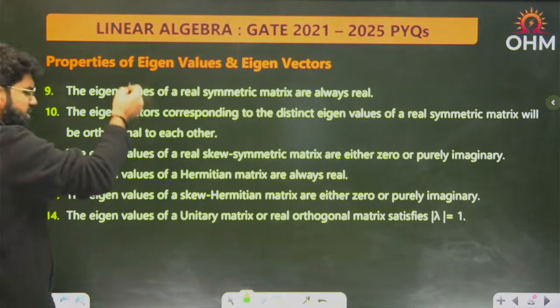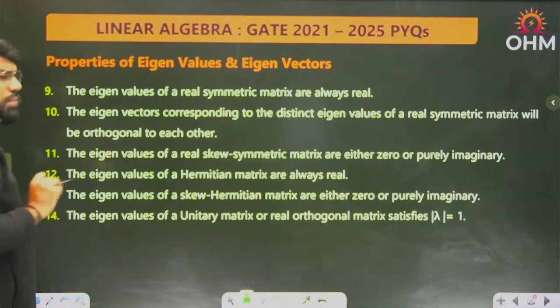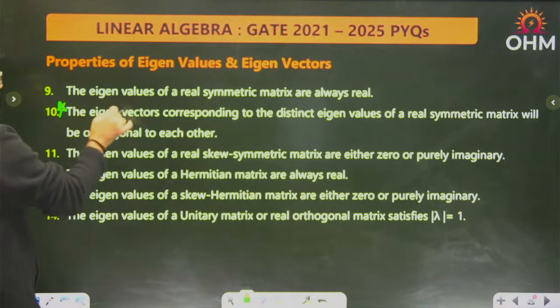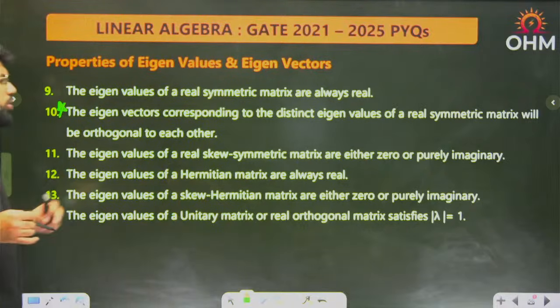Now some properties for statement-type questions can be important. Eigenvalues of a real symmetric matrix are always real. This is again an important property. The eigenvectors corresponding to distinct eigenvalues of a real symmetric matrix are orthogonal to each other.